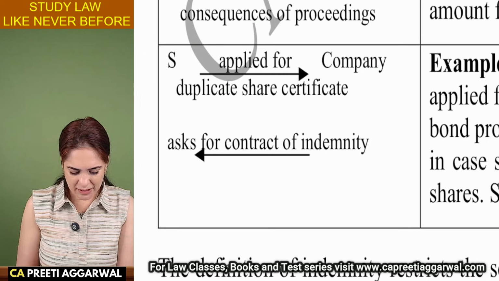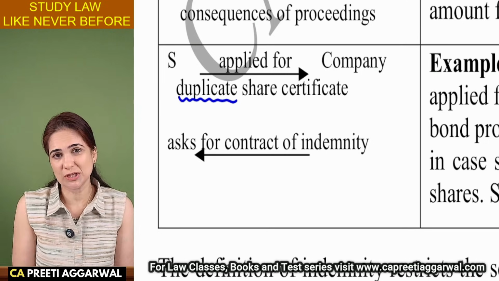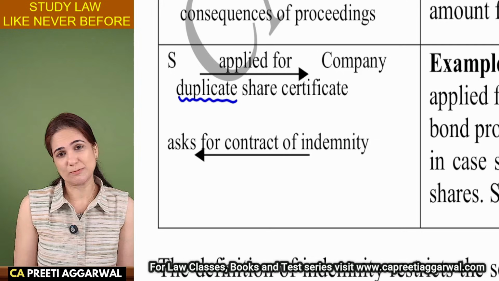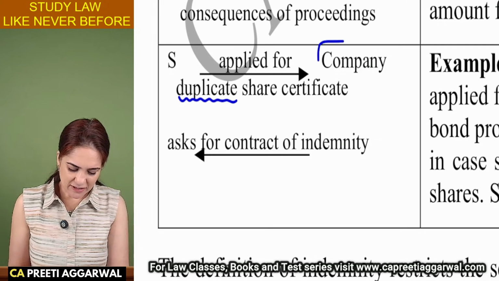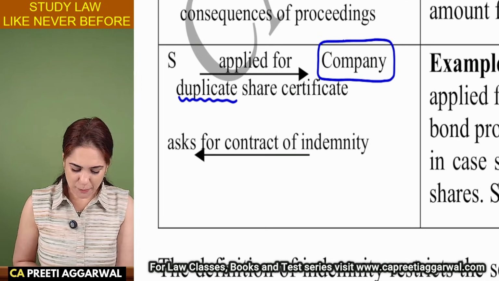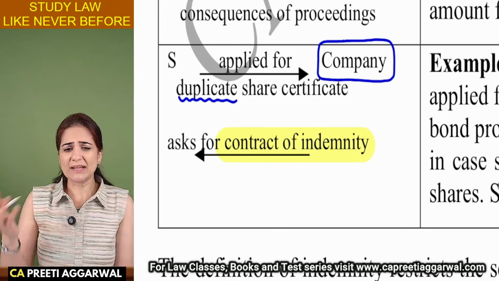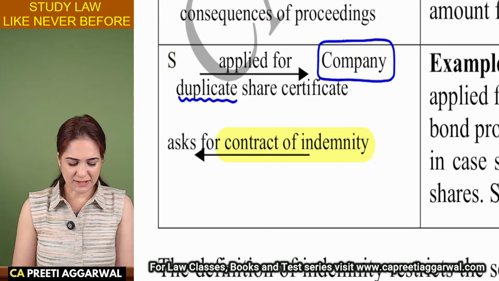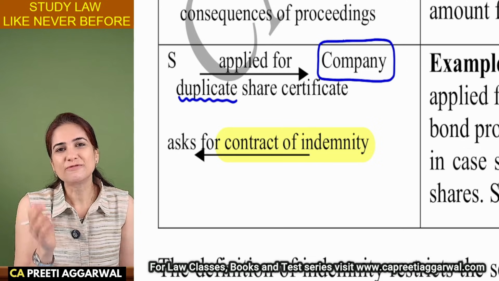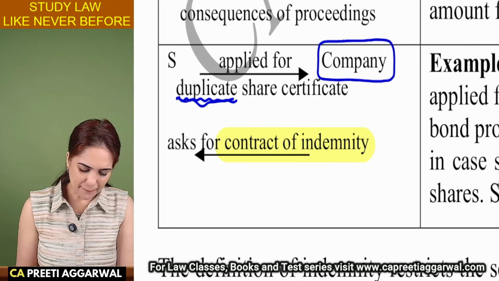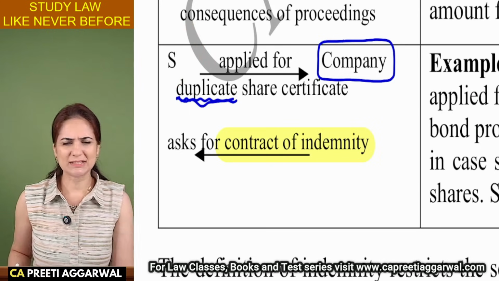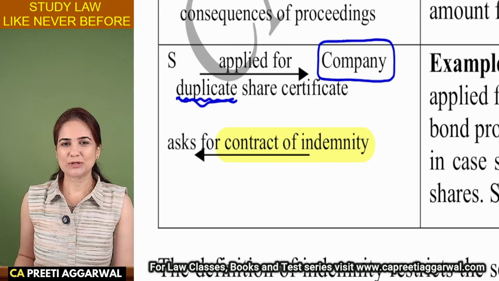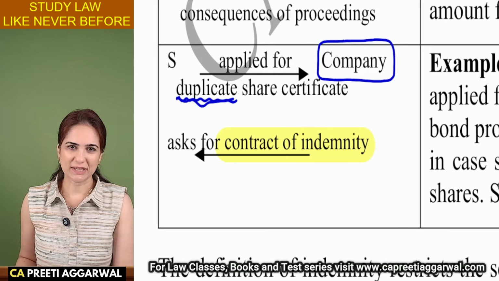S has applied to the company for a duplicate share certificate, claiming that he lost the original share certificate due to fire in his house. Now, how can we be very sure that S is telling the truth? It is possible that he is lying. So the company tells him that I will issue a duplicate share certificate provided you provide an indemnity. In case someone else is also claiming to be the owner and we are forced to pay him compensation, then we can recover that compensation from you. So this is also a contract of indemnity. It's a promise that in case someone else claims to be the owner by showing the original share certificate, then I will bear the compensation. So on the basis of that indemnity, the company will give him a duplicate share certificate.